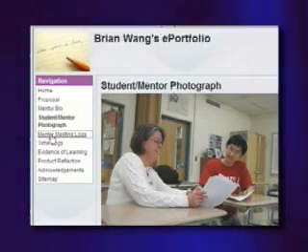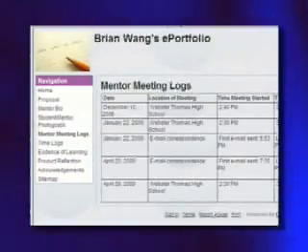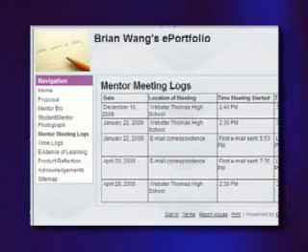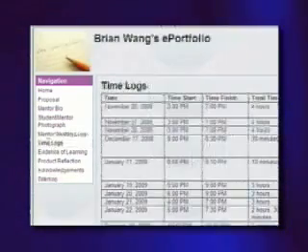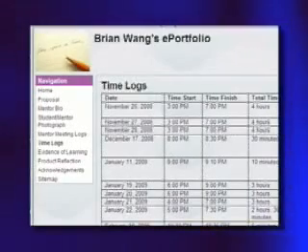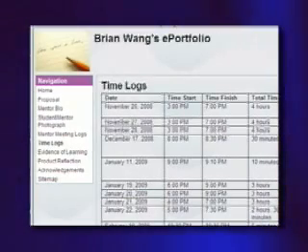This is the mentor meeting log. This tells the dates of your meeting, when you met, where you met, and the goals and outcomes of each of your mentor meetings. You also keep track of time logs. This is the actual amount of time on the product itself. This is what has to add up to at least 15 hours.